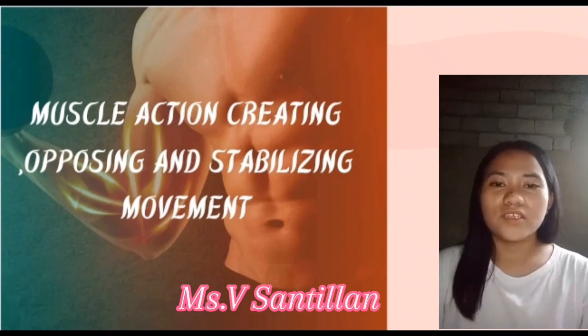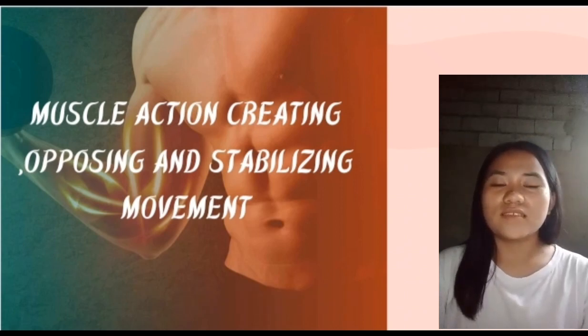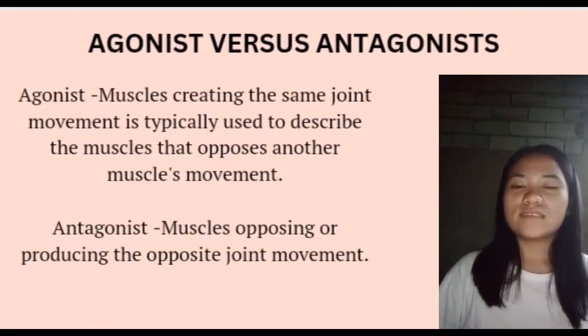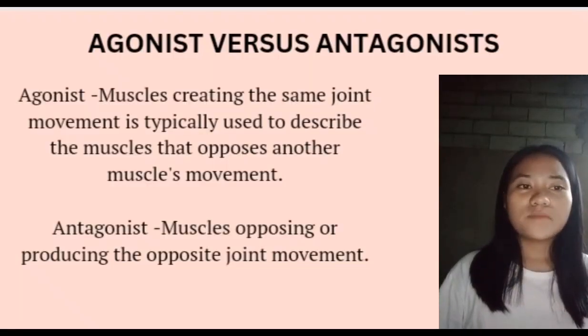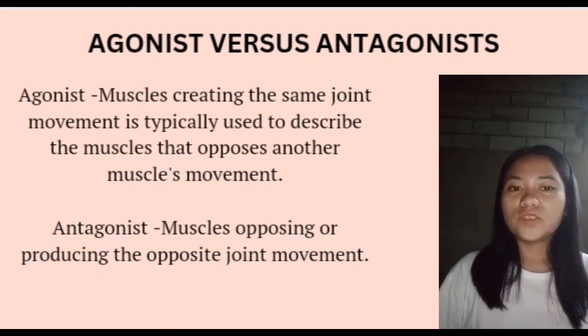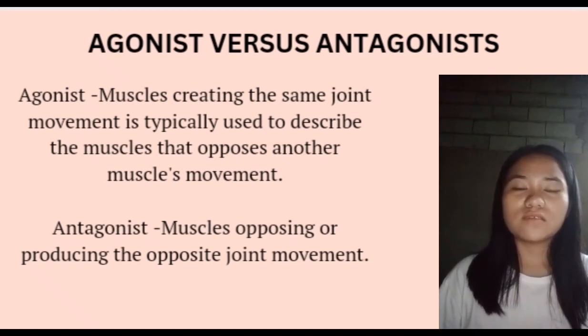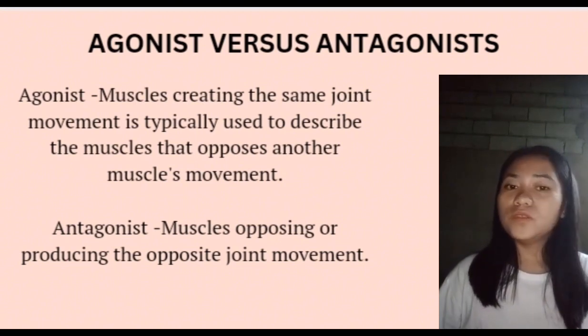Muscle action: creating, opposing, and stabilizing movement. Agonist versus antagonist. Agonist muscles create the same joint movement, and the term is typically used in contrast to the muscles that oppose another muscle's movement. Antagonist muscles oppose or produce the opposite joint movement.